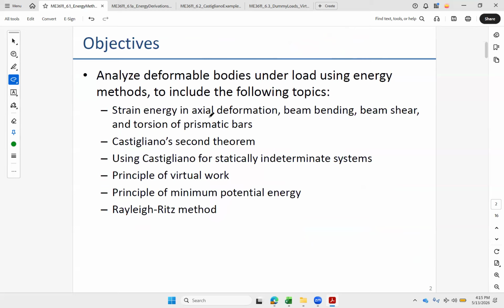So figure out how to do strain energy for axial bars. We've done that. Beam bending, shear, transverse shear, and then torsion of prismatic bars. We'll talk about the Castigliano theorem, how to use Castigliano for both determinate and indeterminate members. And then probably later on, we'll get into virtual work and the Rayleigh-Ritz method. That'll probably be, like we said, a few class days down the line.